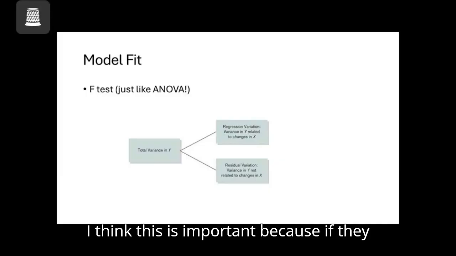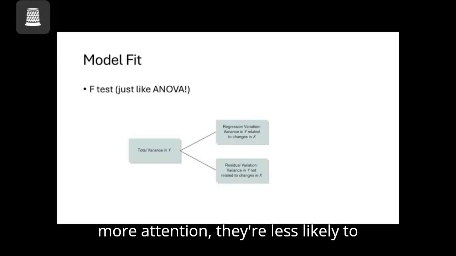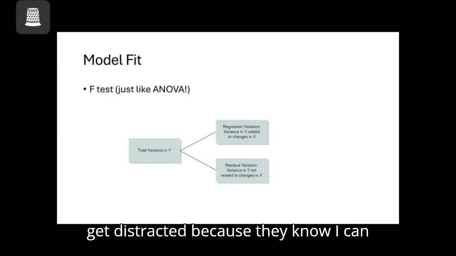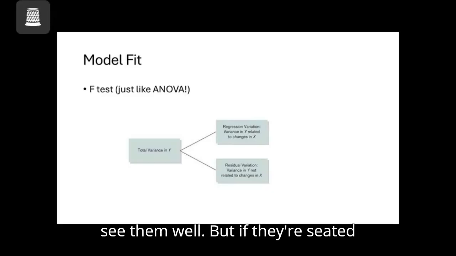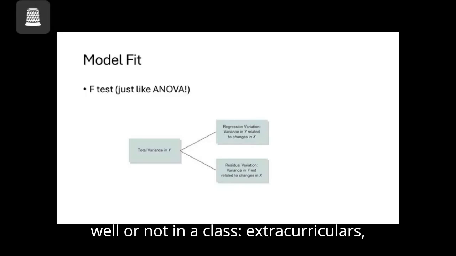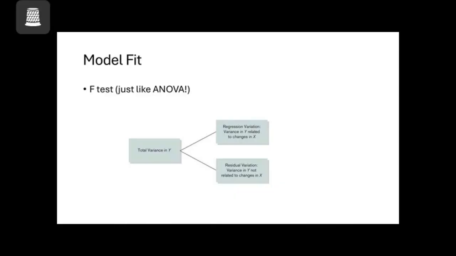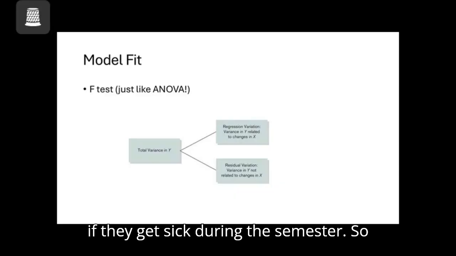I think this is important because if they sit closely, they're going to be paying more attention. They're less likely to get distracted because they know I can see them well. But if they're seated really far away, they might goof off a little bit more. But there are also going to be a lot of other things that go into whether a student does well or not in a class: extracurriculars, their pre-existing familiarity with the subject, if they have a part-time job, if they get sick during the semester.